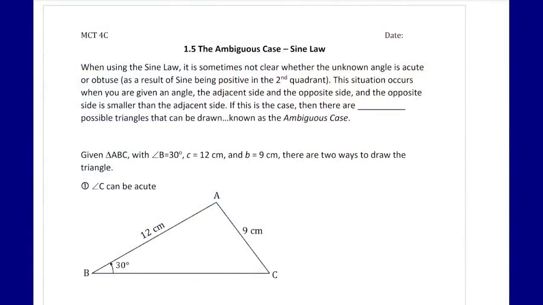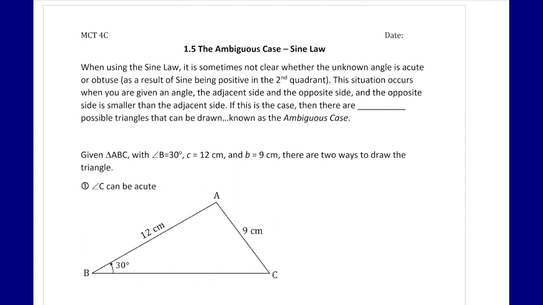In today's lesson, we are going to be looking at the ambiguous case with the sine law. So this is going to be kind of an application of the CAST rule, which we have previously looked at, and combining it with the sine law, which we've previously looked at as well, and which was reviewed from last year. So when using the sine law, it is sometimes not clear whether the unknown angle is acute or obtuse.